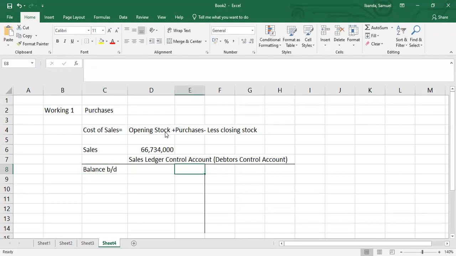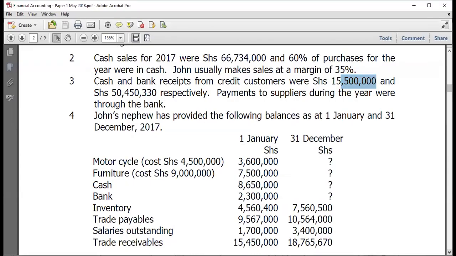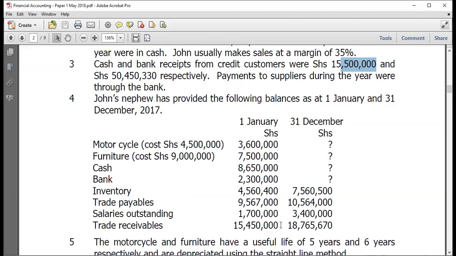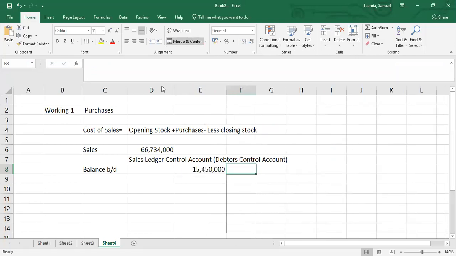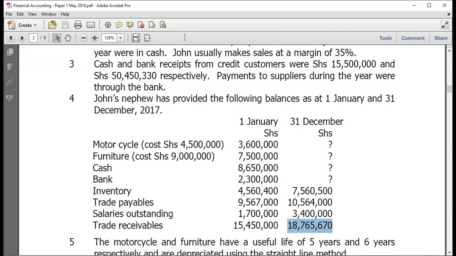So ask yourself, what would be my balance brought down from this information I've been given? Do we see these receivables? Like I said, this account is not so much different from the normal receivables account, but it is just a summary. Okay, so I'm going to pick this 15 million because this is my balance at the start of the period. So I have 15 million that I'll record here. And then I'll record the balance carried down. This 18 is a balance carried down.